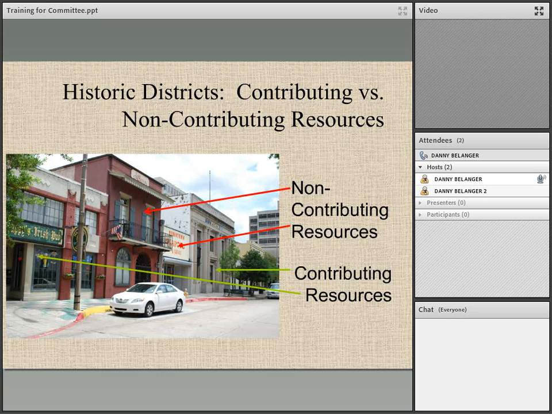Here's an example of a few buildings in downtown Baton Rouge in a historic district. The two buildings with the greenish yellow arrows are contributing resources. They were built within the period of significance and they retain historic integrity. The two in the middle are newer construction from the 70s and 80s and do not contribute to the district.